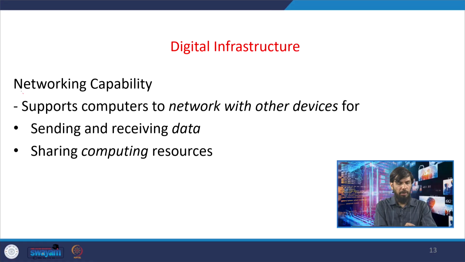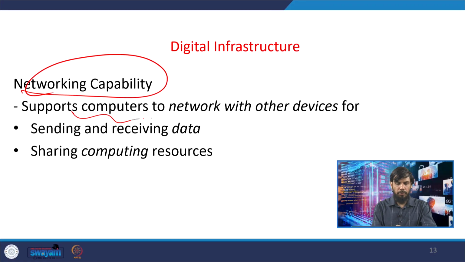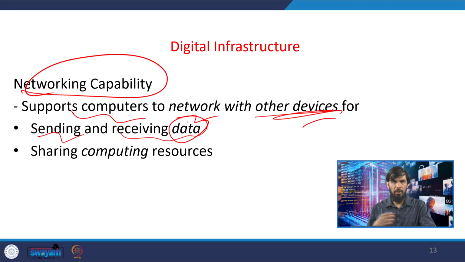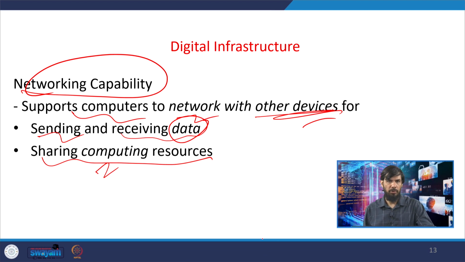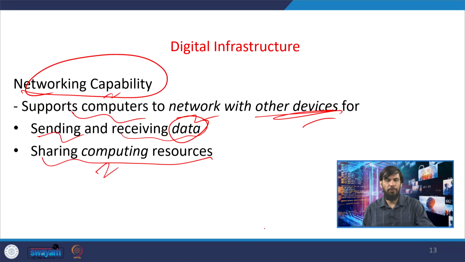Next is networking capability. It supports computers to network with other devices for sending and receiving data, right, so that they can accept input or send output. Sharing computing resources: this networking capability will support, for example, when you want to access a file which is stored on another computer. If that particular file is shared through the network, you can access it and copy it back to your own disk, right. So, who is providing that support? This network capability that is part of the operating system, that module is handling this aspect.